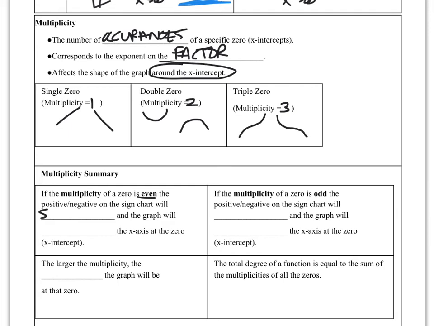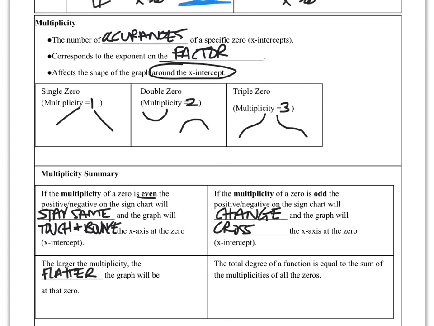my sign chart is going to stay the same sign. So plus, plus, minus, minus. And the graph is going to touch and bounce off the x-axis at that zero. If it's an odd multiplicity, the sign chart is going to change and it's going to cross through the x-axis at that zero. The larger the multiplicity, the flatter the graph is at that zero.